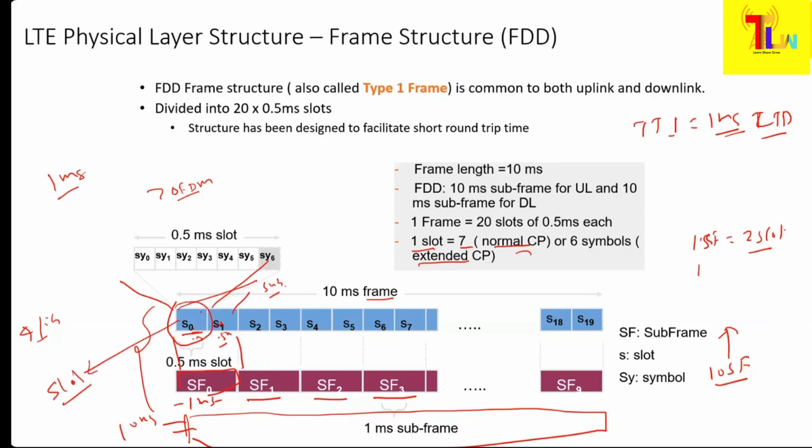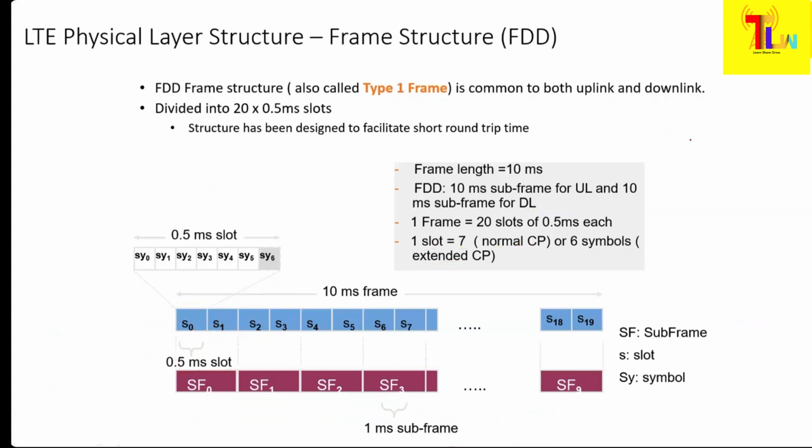If we talk about FDD, we have 10 subframes for uplink and 10 subframes for downlink. But in the case of TDD, we do not have such a facility. So we have 10 subframes in total, out of which X subframes are for downlink and 10 minus X are for uplink. For FDD we have separate 10 for uplink and 10 for downlink, because we have two duplex frequencies for uplink and downlink. We call it type 1 frame.